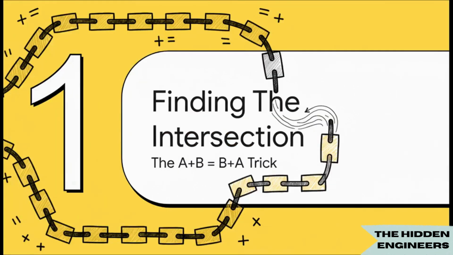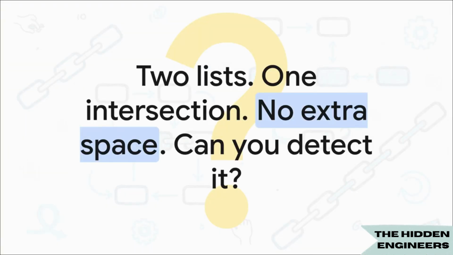All right, first up, we've got a problem that seems simple on the surface, but has this beautiful, almost mathematical solution, finding where 2 linked lists merge into one. So here's the challenge for you. You're given 2 separate linked lists, but at some point, they join up. Your job? Find that exact intersection node. And here's the kicker. You can't use any extra memory like a hash set. So how would you do it?